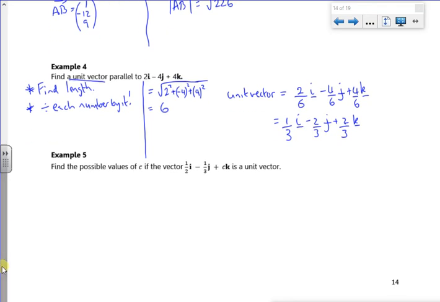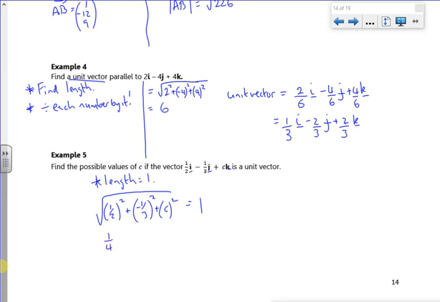So it says, find the possible values of c. So I've got my i, I've got my j, I've got my k. It's a unit vector. Right then. So if I know that, then I know its length is 1. So the square root of a half squared plus minus a third squared plus c squared is 1. So if I take the square root over, it'll give me just 1, because I've got to square it.